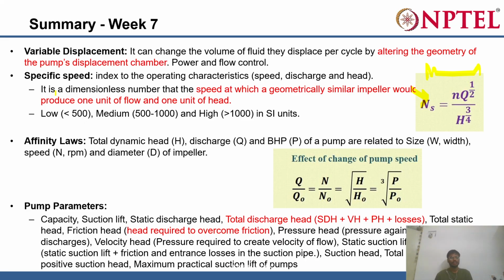Then you have the affinity law, which is also widely used in the design aspects of any pump. It's a relationship between total dynamic head, discharge, and brake horsepower of a pump that are related to the size, width, speed, and diameter of the impeller.